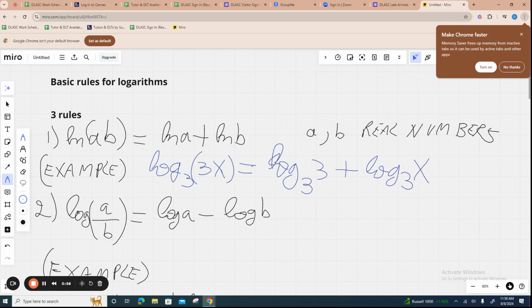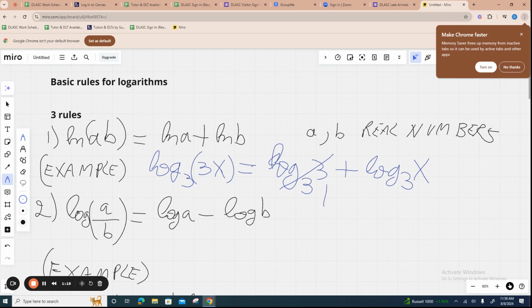And here we're going to mention something. Log base 3 of 3 is 1 by definition. So that's 1 plus log base 3 of x. Log base 5 of 5 is 1. Log base 7 of 7 is 1. So I just caught that really quick while we're doing this. But the example we're using is that log base 3 of 3x is log base 3 of 3 plus log base 3 of x, right?